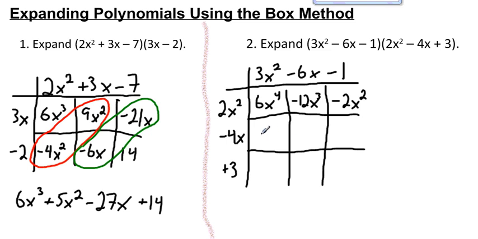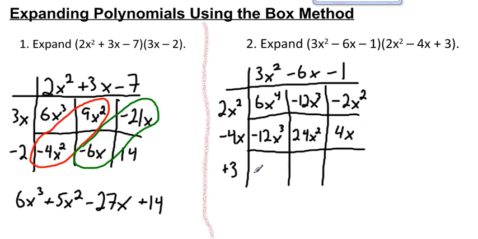For our second row, the first box will be negative 4x multiplied by 3x squared, which will give us negative 12x cubed. Our next box will be negative 4x multiplied by negative 6x. So we get 24x squared. And then our last box in this row, to the left we have a negative 4x, above we have a negative 1. So negative 4x times negative 1 is positive 4x.